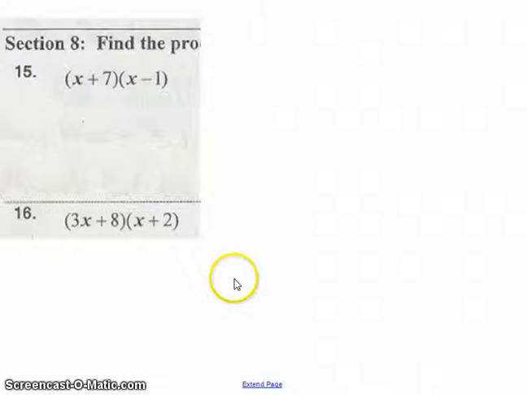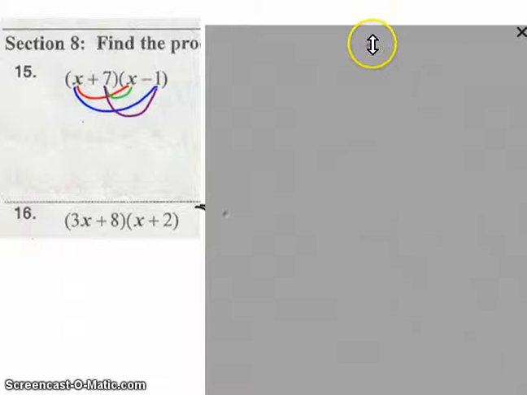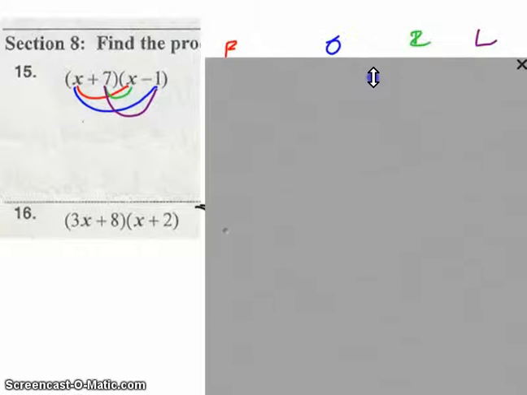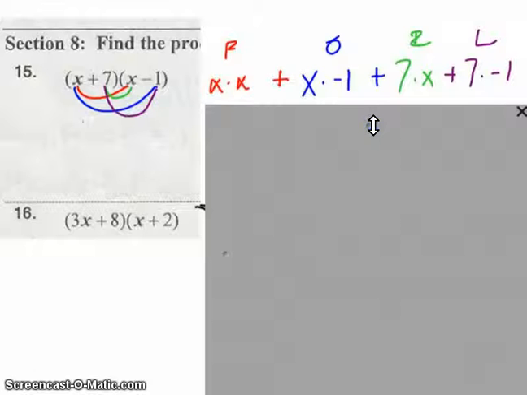All right, now you were supposed to find the product of 2 binomials. Well, that calls for the FOIL method. Remember, we talked a lot about this. Firsts are the ones in red. Outers are the ones in blue, inners are the ones in green, and lasts are the ones in purple. And so I just write those out. My firsts are x times x, my outers are x times -1, my inners are 7 times x, and my lasts are 7 times -1.